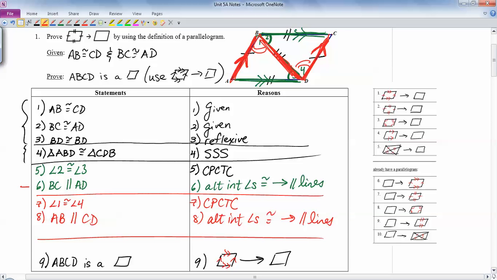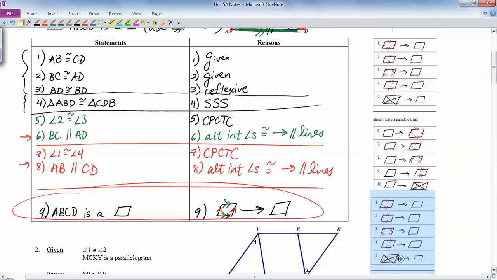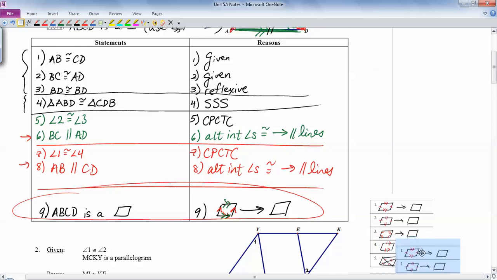So if you actually look at step 6 and step 8, step 6 gave me these parallels, and step 8 gave me the left and right parallels, and so now I can finish the proof with step 9 here. Okay? Let's take a look at the next problem. So I'm going to move this down so we can reference it again.